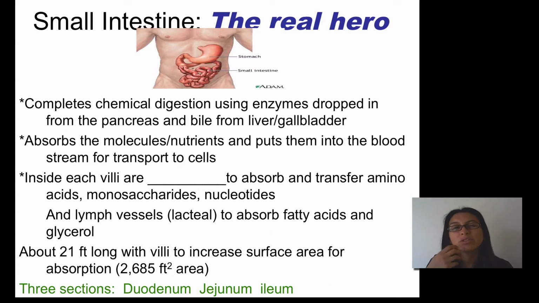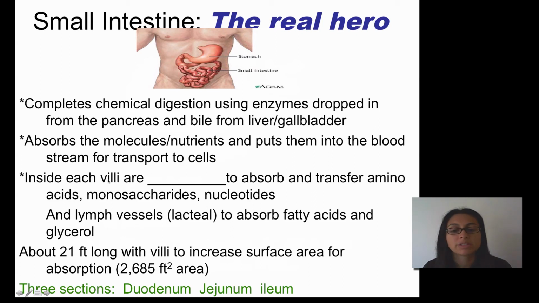Up to this point, even though food's inside your body, it's not usable yet. It hasn't been absorbed into your blood. It's not until the small intestines that they absorb all these monomers into the bloodstream and then distribute them out to all of the cells. Okay? Now here on this part, it says inside each villi are capillaries to absorb and transfer amino acids, monosaccharides, and nucleotides. There's also lymph vessels that absorb fatty acids and glycerol.